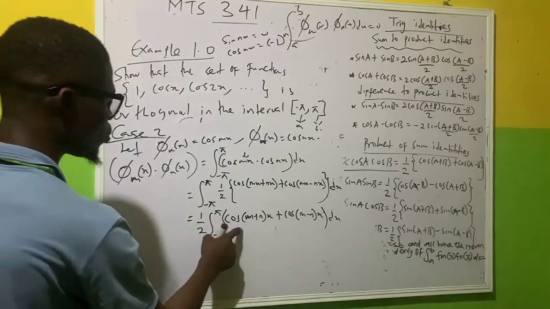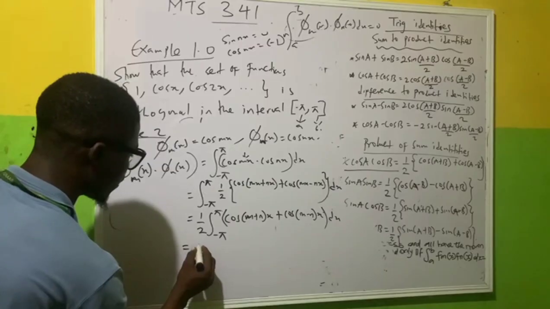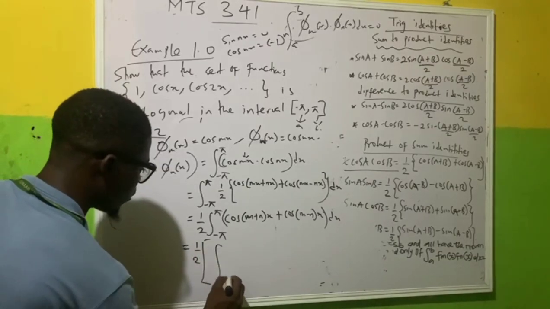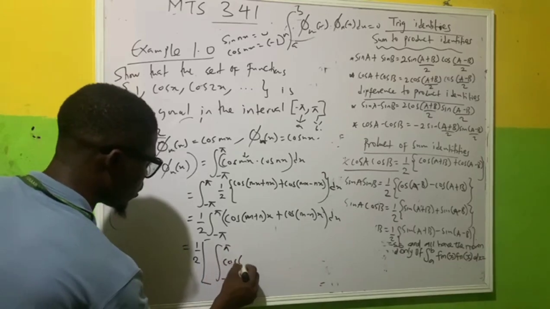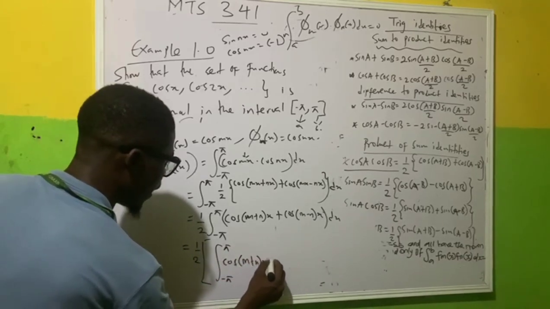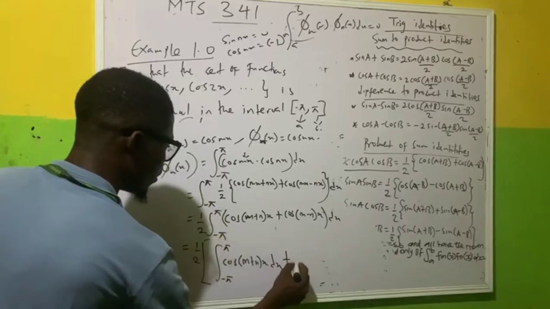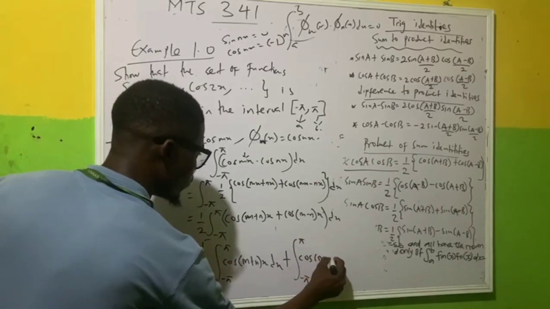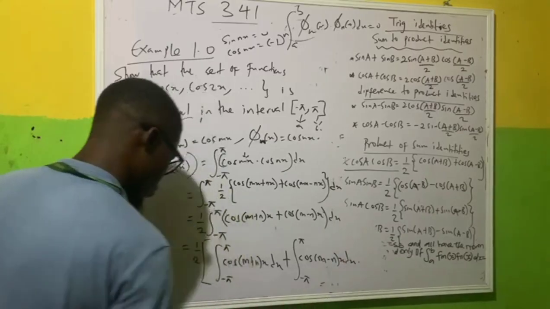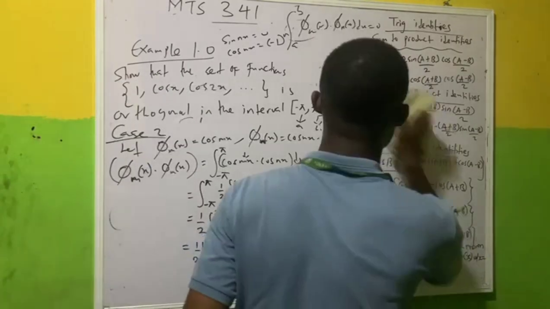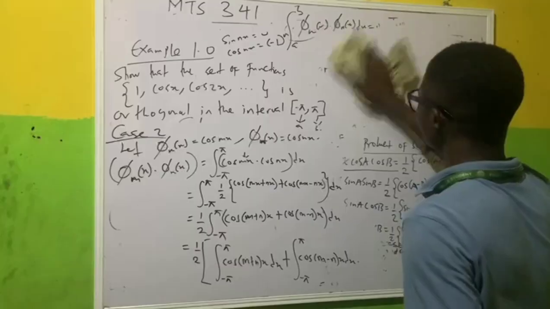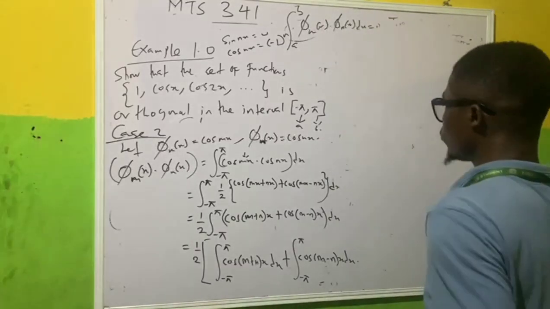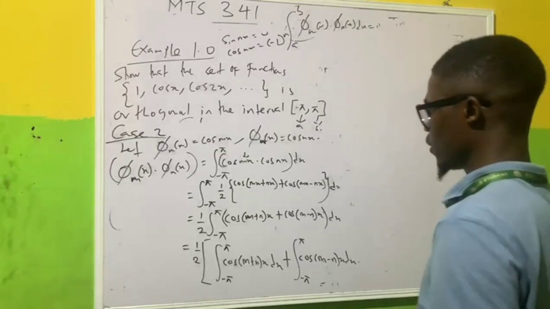Alright, so if you integrate this one, you are going to have 1 over 2, then open a large bracket, integral from minus pi to pi of cos into bracket m plus n x dx. We are expanding the integration, then integral from minus pi to pi of cos of m minus n x dx. No stress. This is the only question I'm going to solve, then I'll give you a class talk. I just want you to be flowing with me, so study those identities, very important.